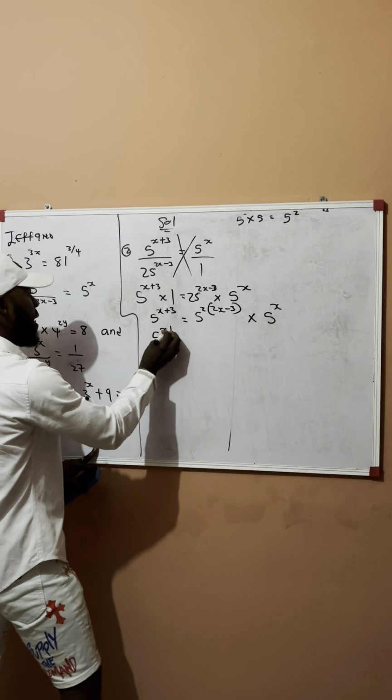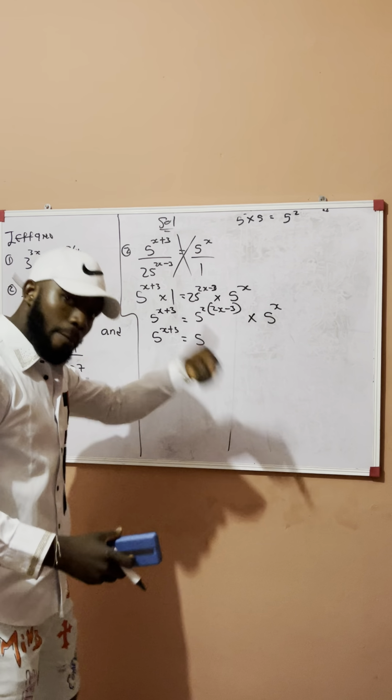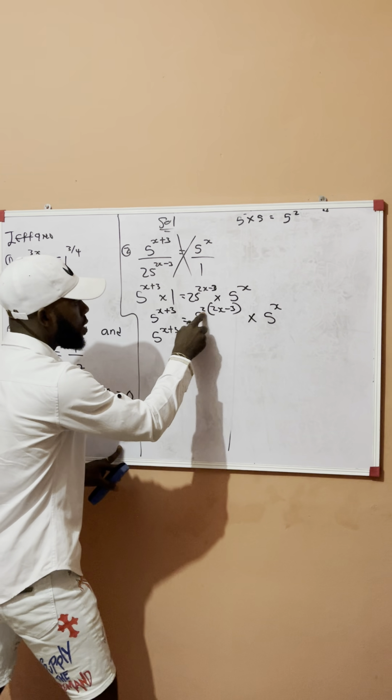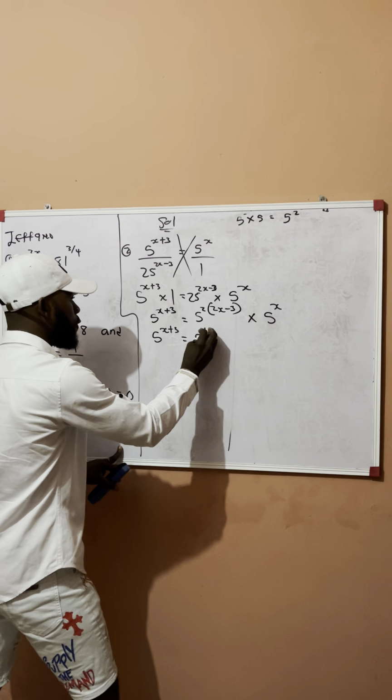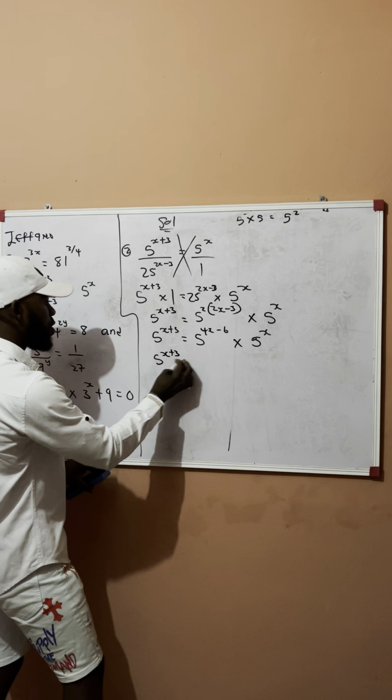Now we have to open the bracket. How do you open the bracket? The number outside the bracket multiplies the number inside the bracket. And then we have this 2 times 2x gives us 4x minus 2 times 3 gives us 6 times 5 raised to the power of x. Now you will see 5 raised to the power of x plus 3 is equal to.